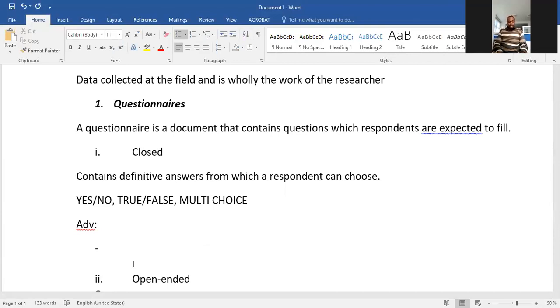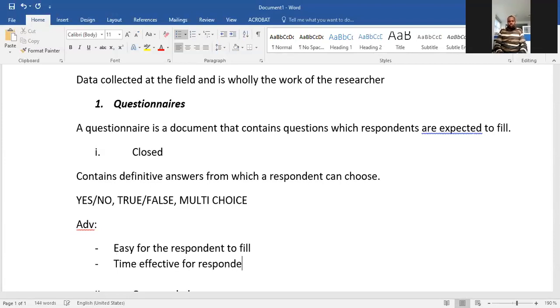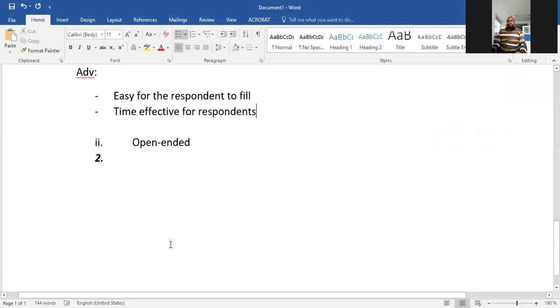The first advantage is that it is easy for the respondent to fill. Easy for the respondent to fill, because you are just choosing, you're not writing down explanations. All right. But it is also time effective for respondents. So respondents will not feel like you're wasting a lot of their time. So you give them questions where they can just choose the answers. Time effective for respondents, right?